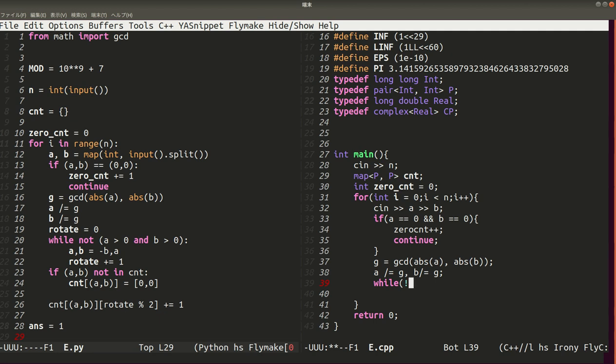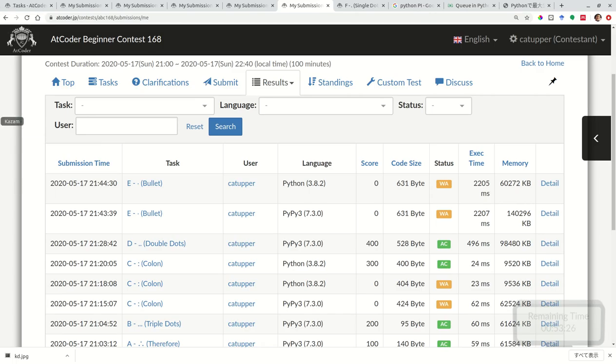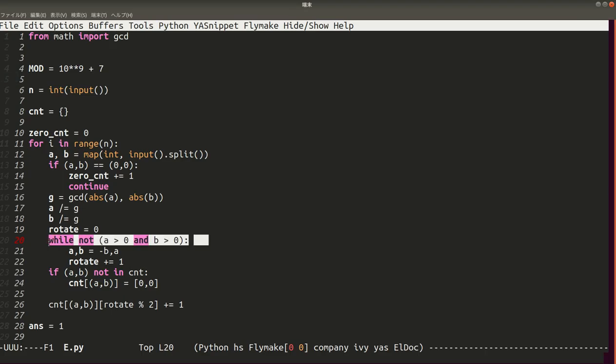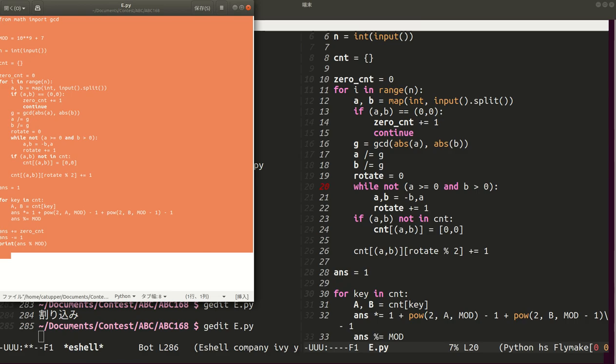I got it. The TLE is not from the dictionary because of this. Some points on the axis never satisfy this. So we have to allow zero for A. And let's try again.